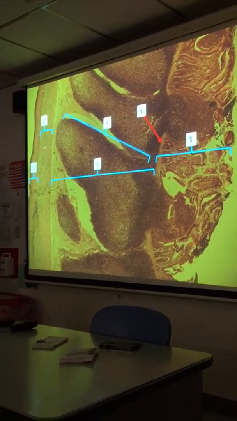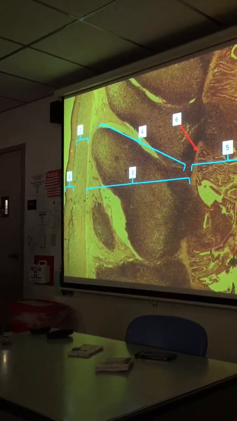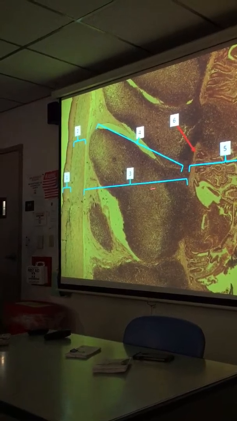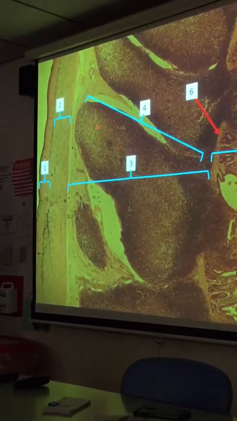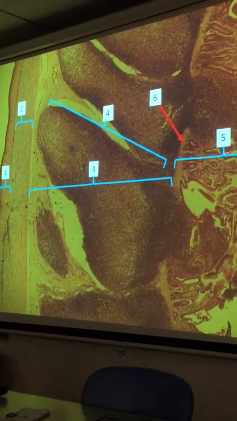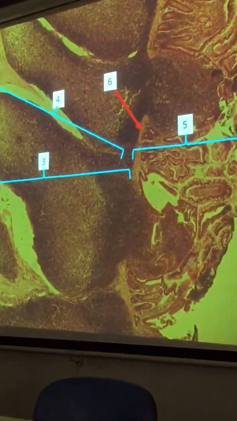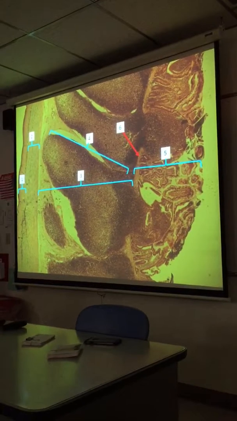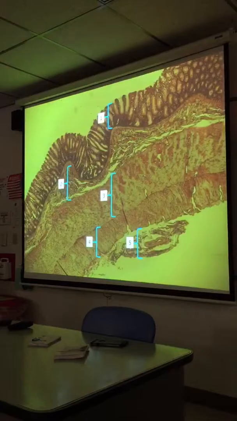1 and 2 are muscularis externa. This is the inner circular, outer longitudinal layers. Number 3, that layer is submucosa. Number 4 is MALT. Number 5 is mucosa. 6 looks like pinkish muscle. Muscularis mucosa, number 6. That's ileum. Let's look at the colon.